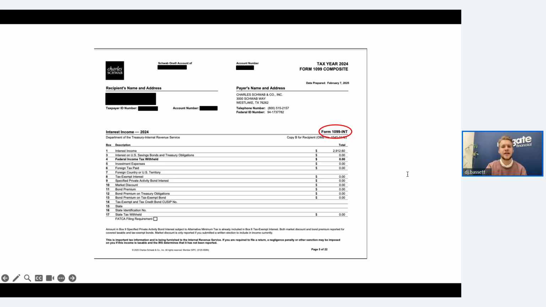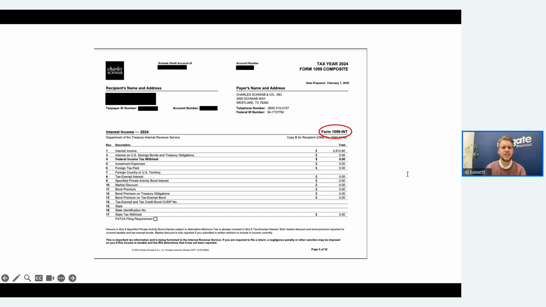Box number 8. If we go down to tax exempt interest, it would be any interest on municipal bonds that are exempt from federal tax and possibly state tax, depending on where you live, right? If you have a municipal bond in the state that you live, that would also be exempt there. Obviously, in this case, it's 0. But if you had a municipal bond in your portfolio, then you may see a number there depending on the interest that was received from that.